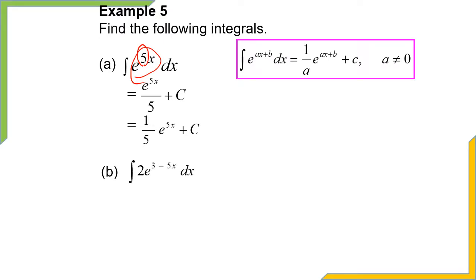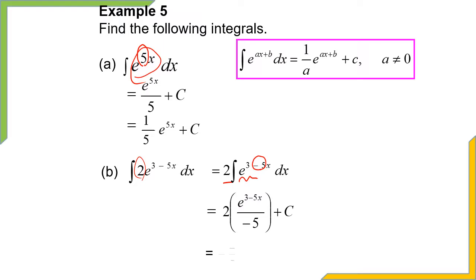If you want to find the integration of 2 e to the power of 3 minus 5x with respect to x, then this 2 is just a coefficient. We can take it out, and then we just need to solve for e to the power of 3 minus 5x. So we copy back everything in the question, and then we divide by the coefficient of x. The coefficient of x here is negative 5, so divide by negative 5. Simplifying the answer, we get negative 2 over 5 multiplied by e to the power of 3 minus 5x plus c.